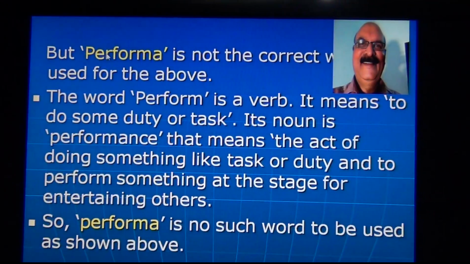But P-E-R-F-O-R-M-A is not the correct choice. The word perform is a verb. It means to do some duty or task. Its noun is performance. That means the act of doing something like a task, a duty, and to perform something at the stage for entertaining others. So performance is the noun of perform.